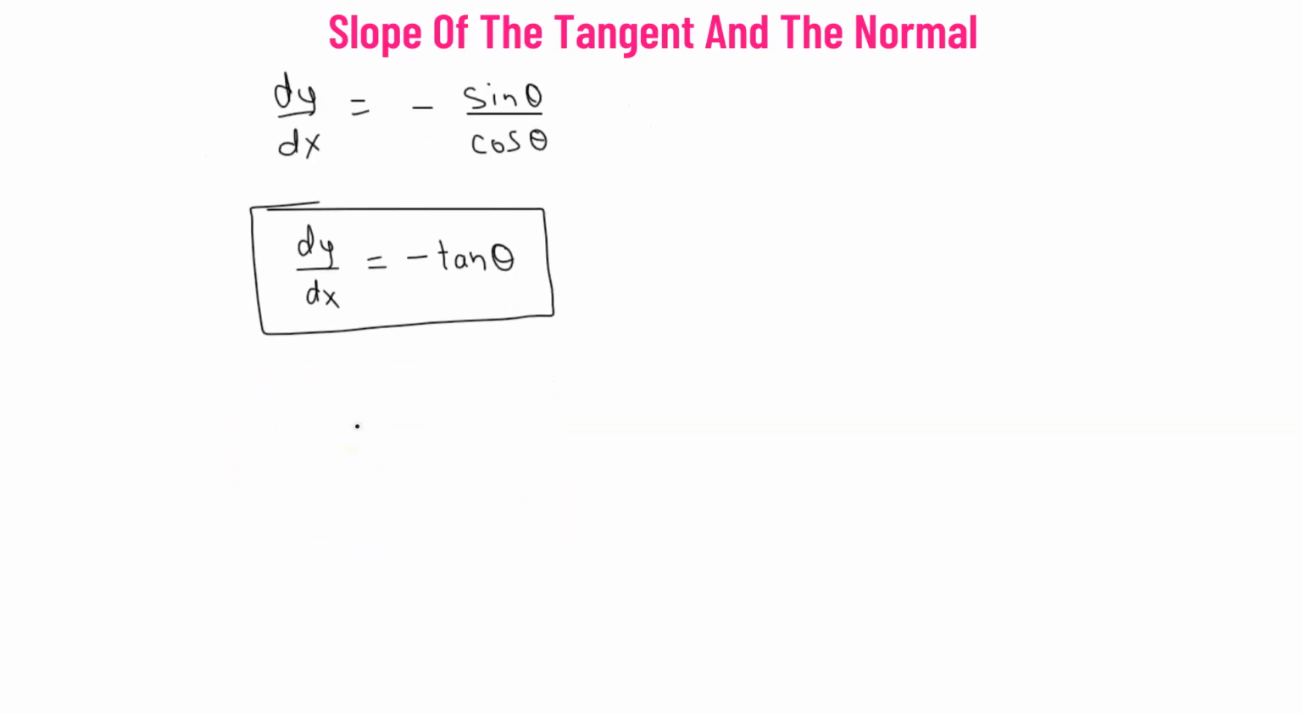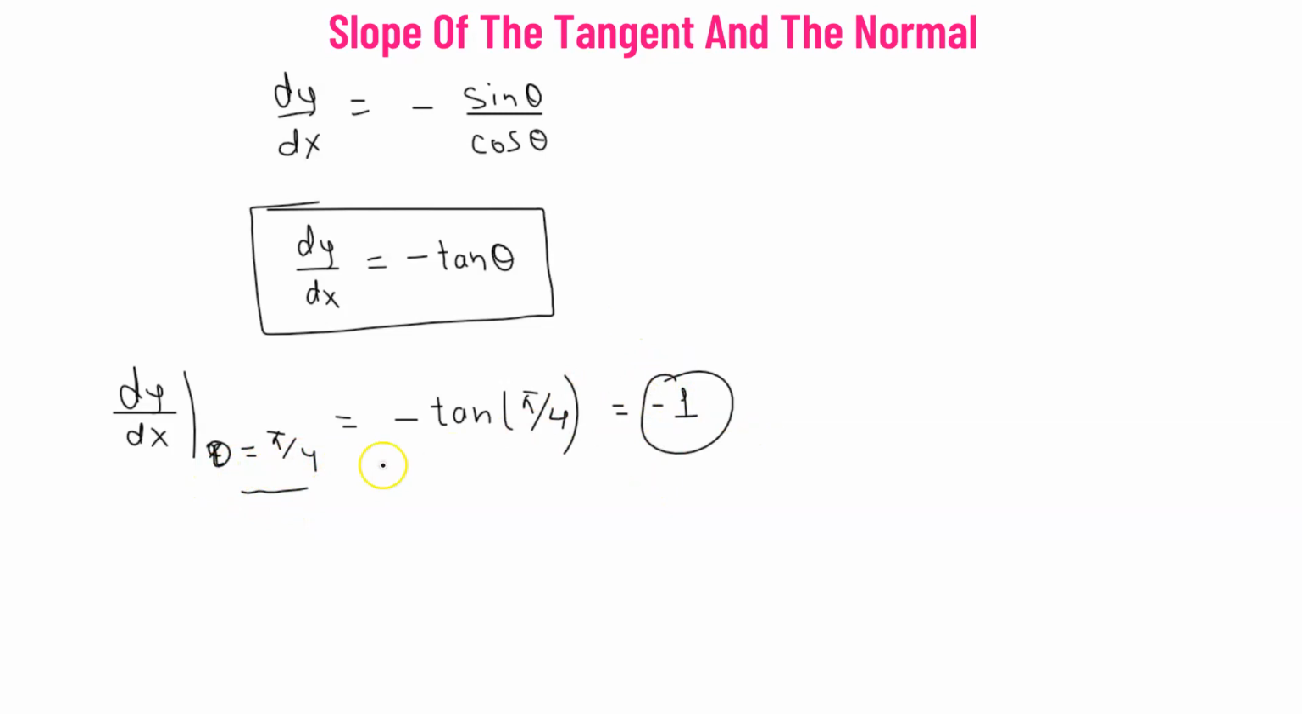But we want to find the value of the slope of the tangent at theta equals pi over 4. So that means dy over dx, which is the slope of the tangent calculated at theta equals pi over 4, will be equal to negative tangent of pi over 4. Tangent of pi over 4 is 1. So that means our slope of the tangent at the indicated point, theta equals pi over 4, is negative 1.